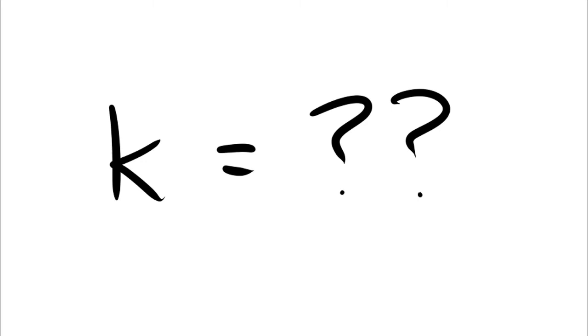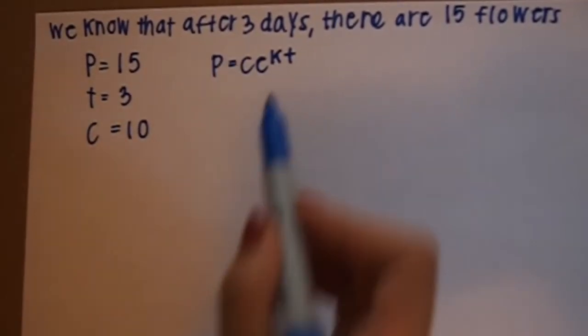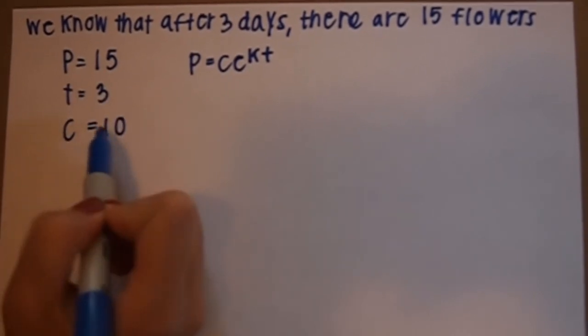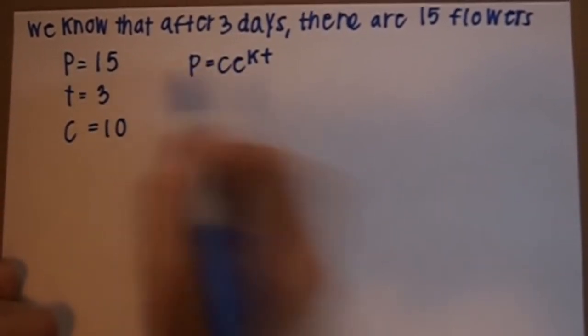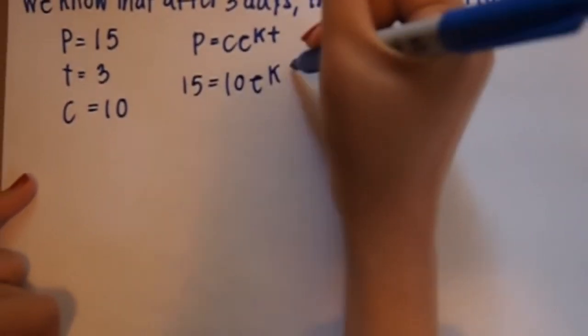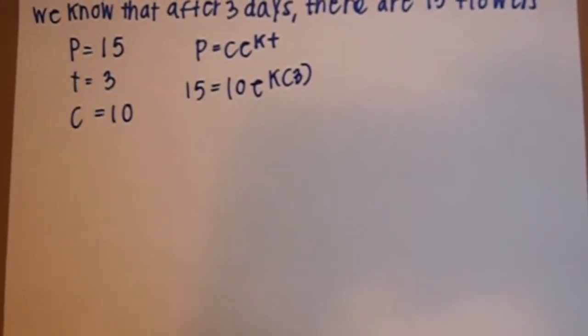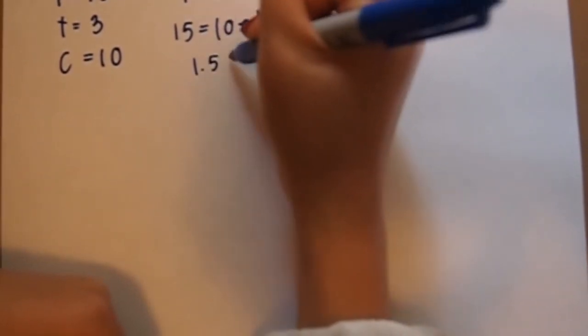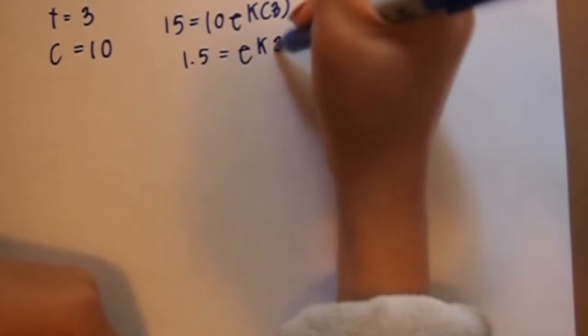Now we need to solve for the constant k. We know that after 3 days, there are 15 flowers. So P equals 15, t equals 3, and C equals 10 we just found previously. And using the same equation, we plug it in. So 15 equals 10 e to the k times 3. We divide both sides by 10, and we get 1.5 equals e to the k times 3.